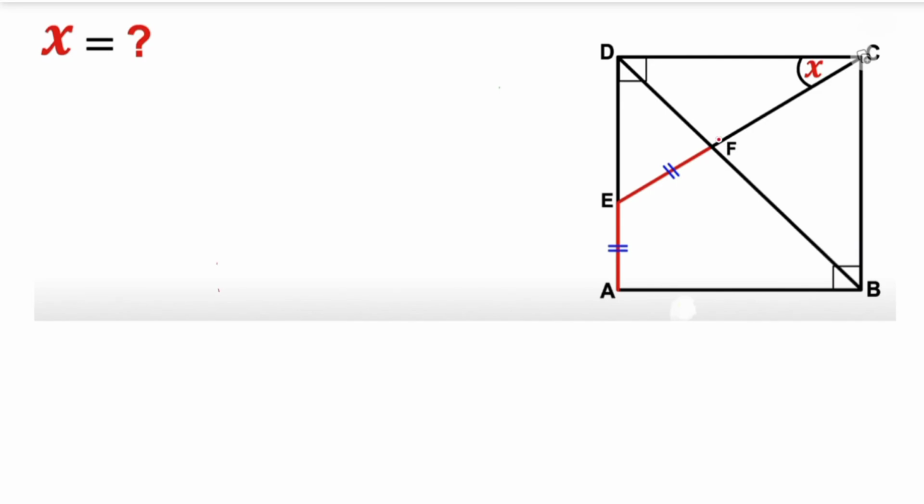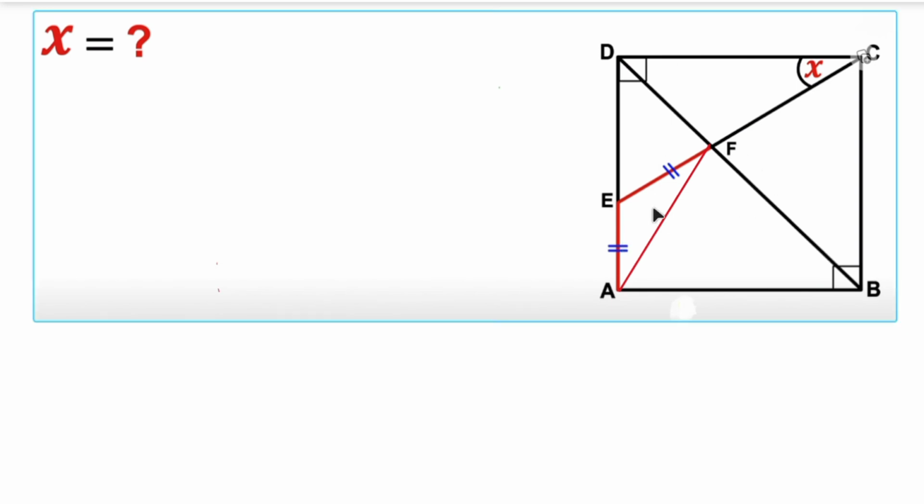Today, we'll be finding the value of x using this diagram. Don't forget that this diagram is not drawn to scale. The first thing I'm going to do is draw a line to join angle A and angle F. Now that this line is drawn, you can see that we have two isosceles triangles.